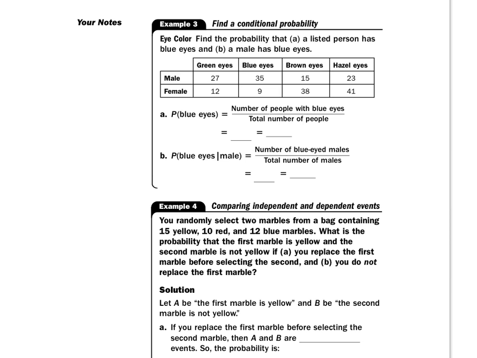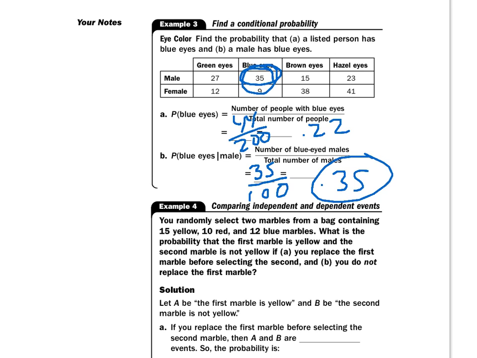On this one, it says, find the probability that a listed person has blue eyes. Well, how many people have blue eyes, and how many people are there total? Right here, 44 people have blue eyes, and there are 200 people total, so you have a 0.22 chance. What's the probability that a male has blue eyes? Now you have to look at just the males, so this makes it a little bit more conditional. 35 out of 100 males, so that becomes 0.35. All right, that's one example.